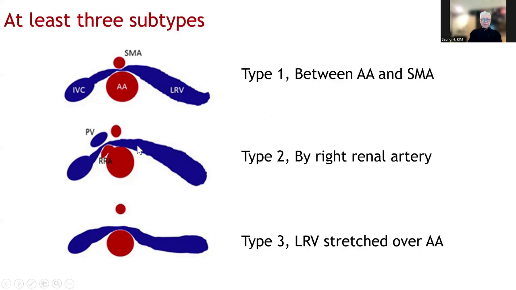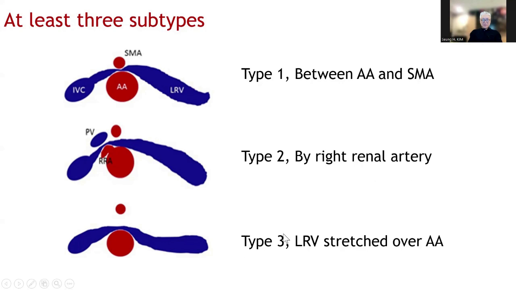And the second type is where the left renal vein is not compressed between the aorta and superior mesenteric artery, but is compressed by the origin of the right renal artery from behind after passing this aortomesenteric space. And this is type 2, and compression occurs by the origin of the right renal artery.